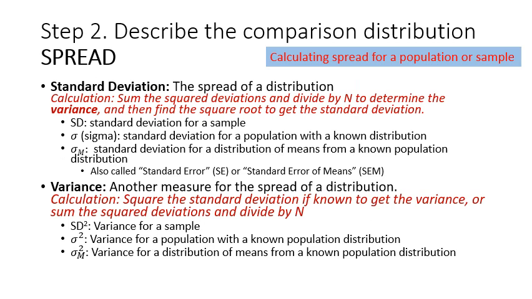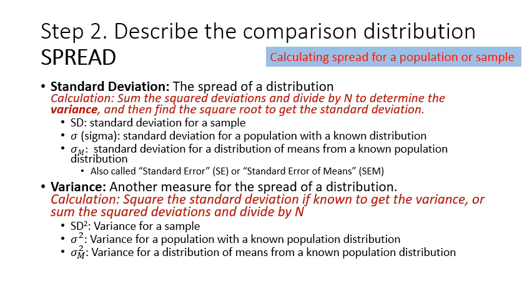The second characteristic we have to identify from the comparison distribution is spread. We determine spread through the standard deviation and the variance. The standard deviation and variance are just different ways of expressing the same idea, because the variance is always the square of the standard deviation, and the standard deviation is always the square root of the variance.